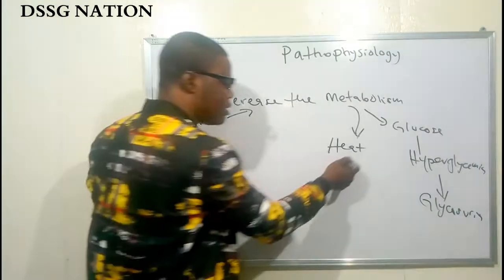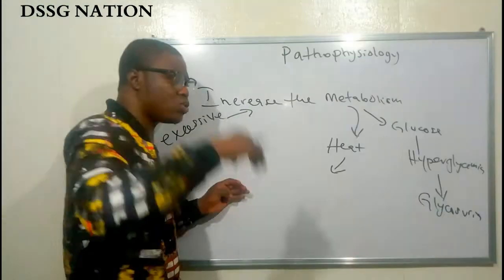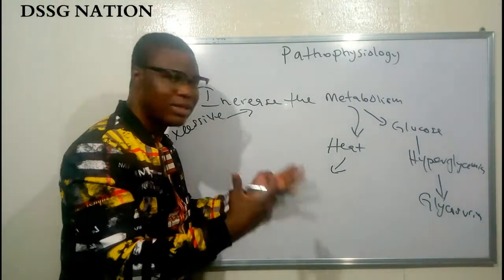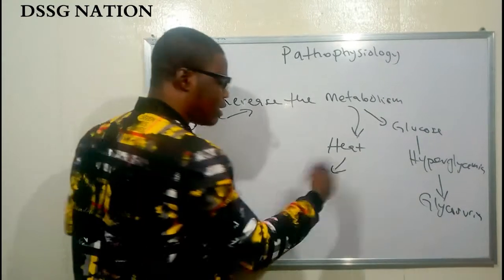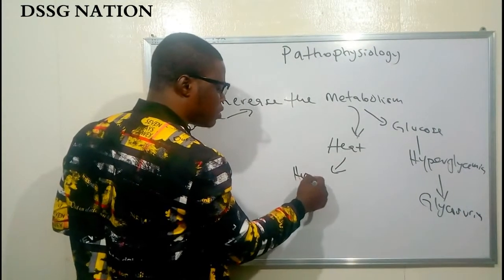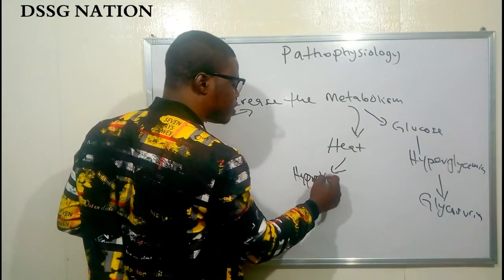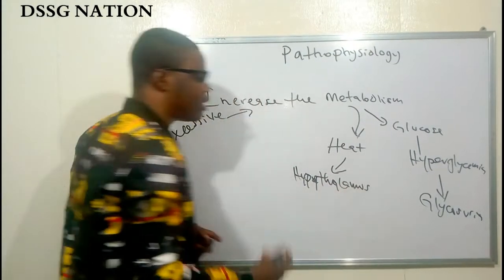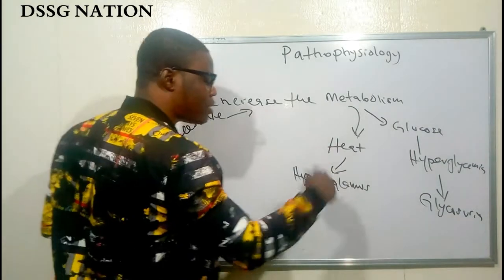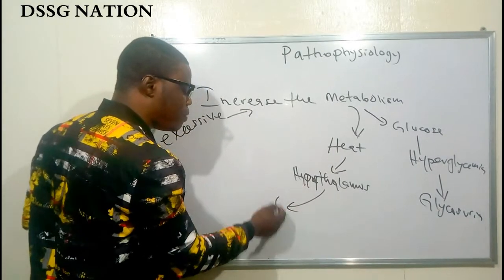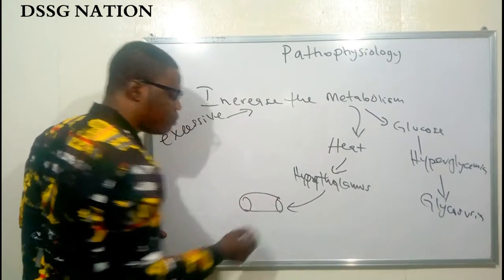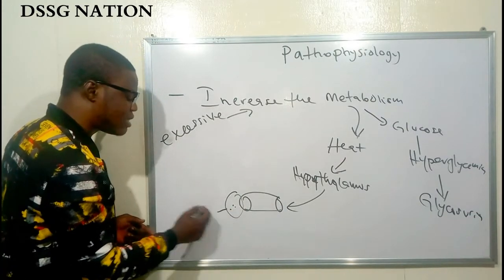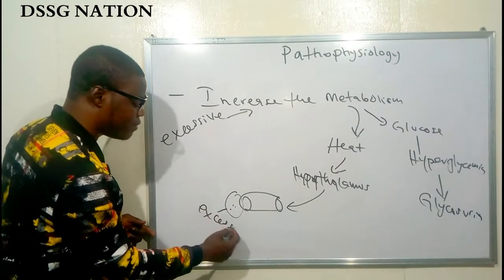So this heat is going to do what? It's going to send an impulse. The receptors that are detecting this change in temperature are going to send an impulse to the hypothalamus, which is what? The thermoregulatory center of the brain. The hypothalamus in turn is going to send what? An impulse of vasodilation to the blood vessels supplying the sweat gland, and that is going to lead to what? Excessive sweating.